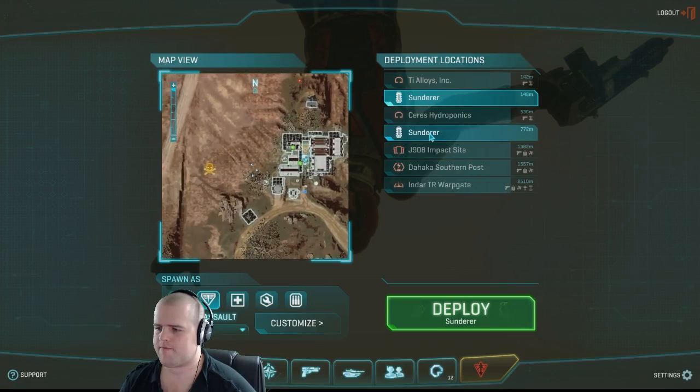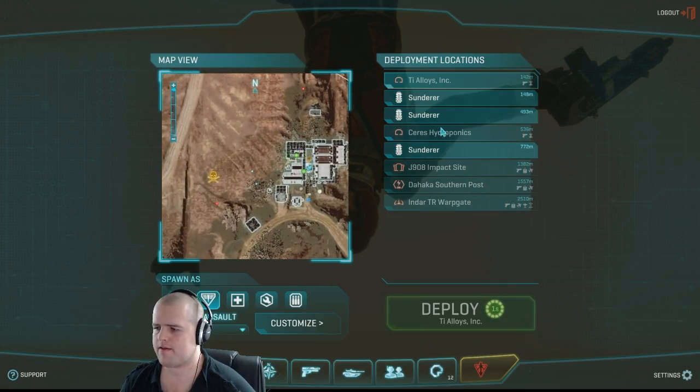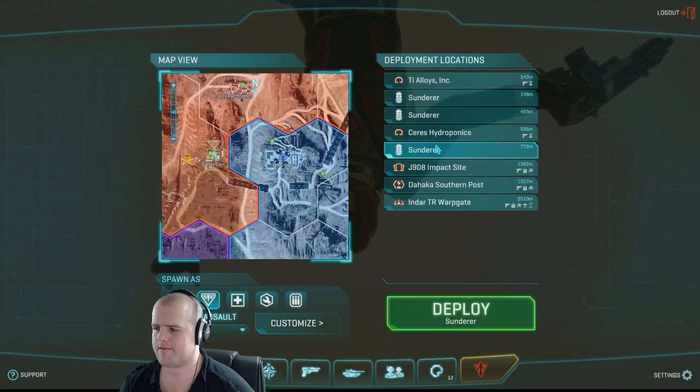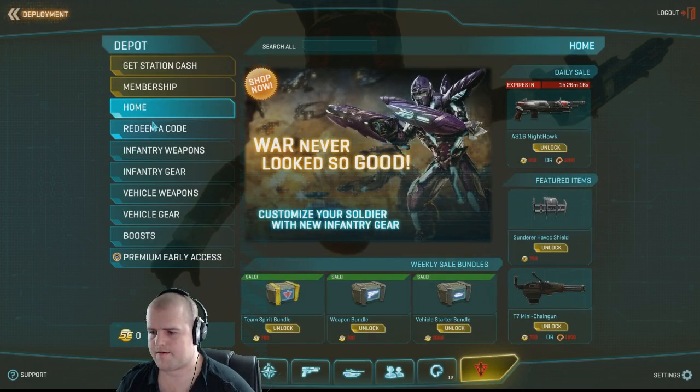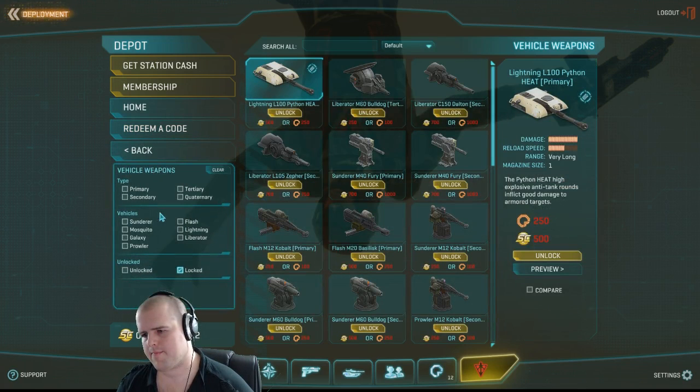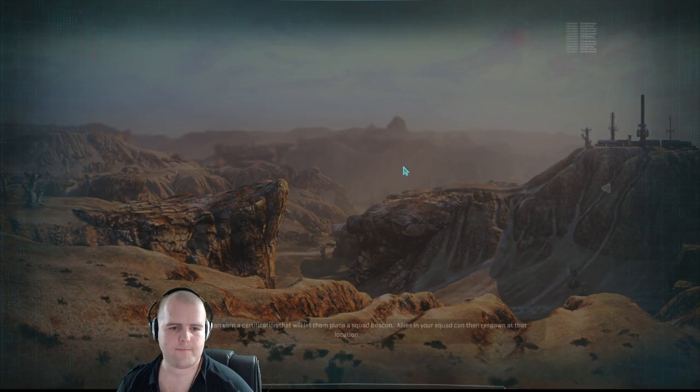Why do these load in fast? I wonder what the difference in loading is. I can pick a different class. We're gonna end this for now. Depot? What's a depot? Are these like microtransaction stuff? It looks like it. Yeah. Alright.